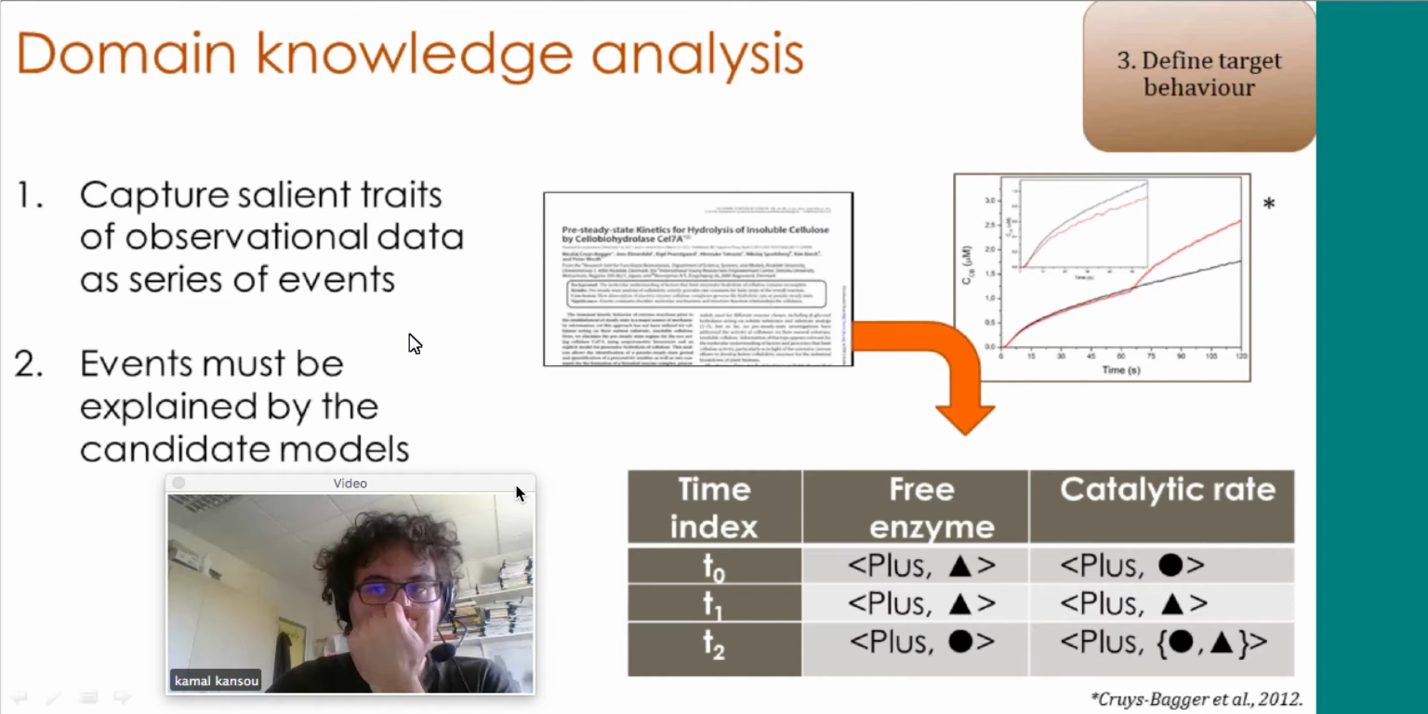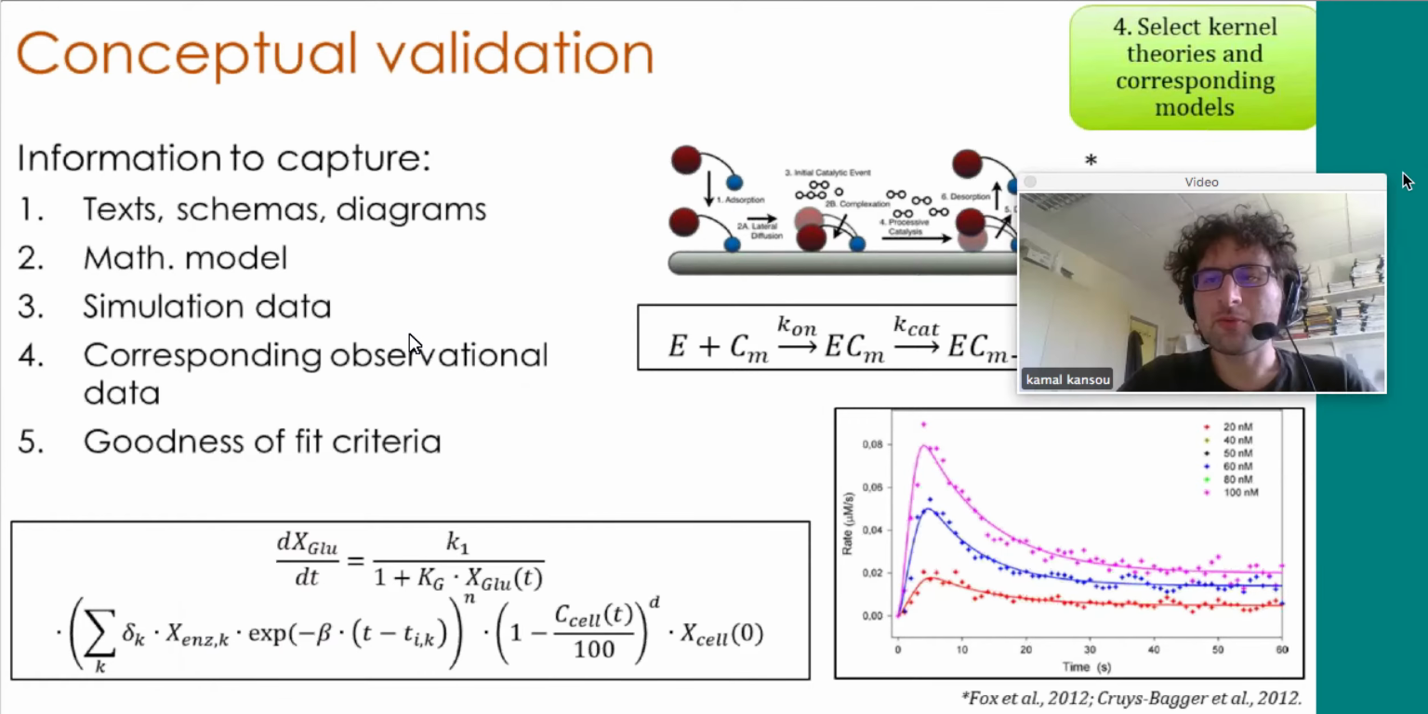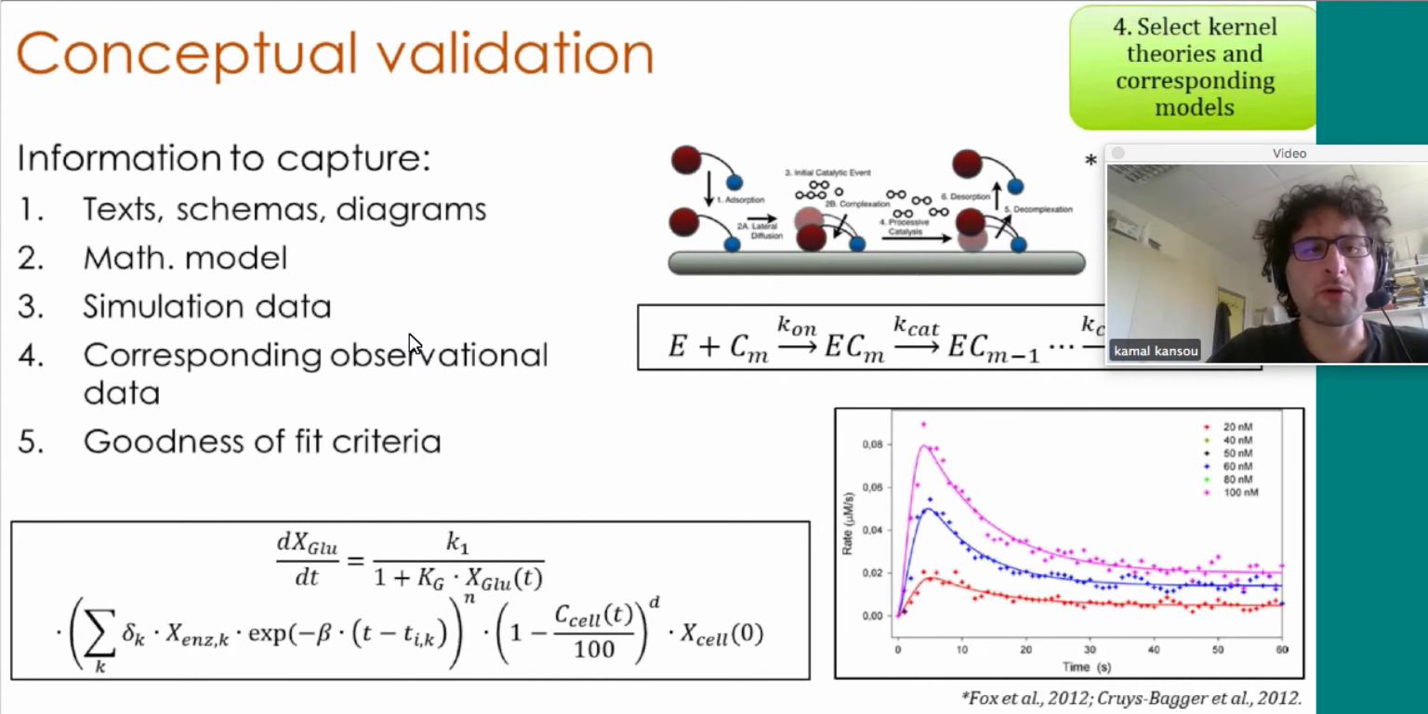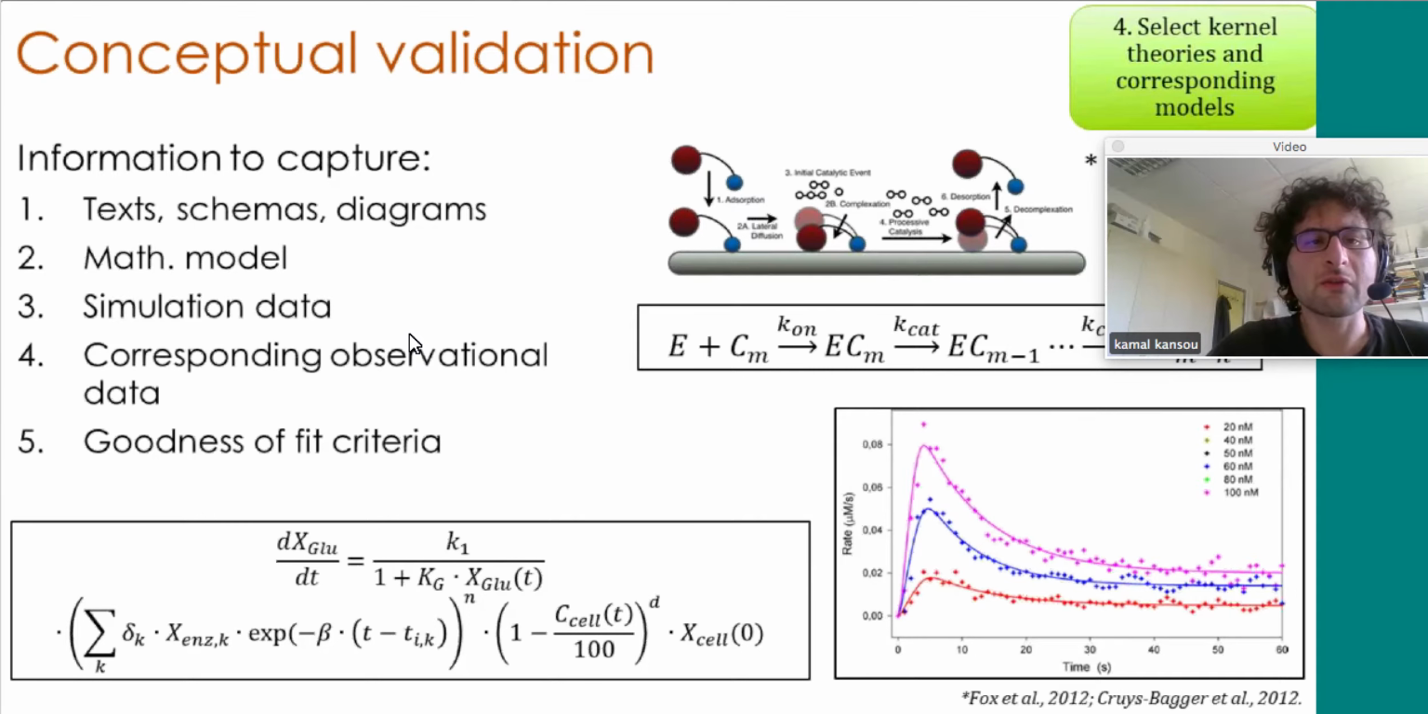So in this step, the target behavior is about capturing salient traits of observational data, a series of events, and these events must be explained by the candidate models. So in the next step, we start the conceptual validation phase.